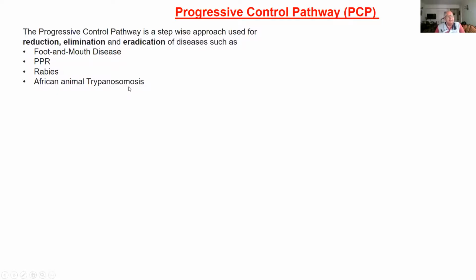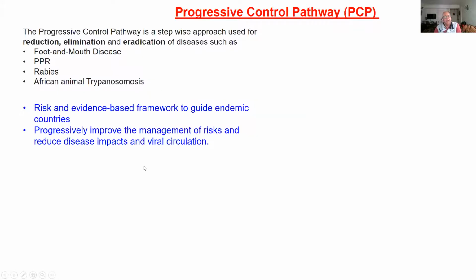These are some of the examples. Based on this tool, which is working very well for foot and mouth disease, these tools were then applied to PPR, then applied to rabies, and in Africa, African animal trypanosomiasis. And these tools are very much risk and evidence-based tools. They guide the endemic countries where there is a disease. These tools progressively improve the management of risk and reduce the risk, disease impact, and viral circulation slowly. So this is the tool which will allow you to develop your country program.